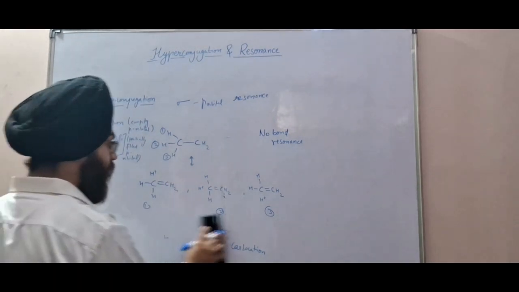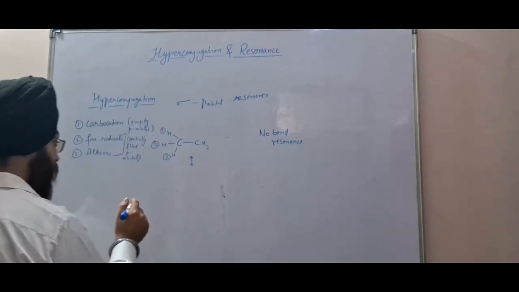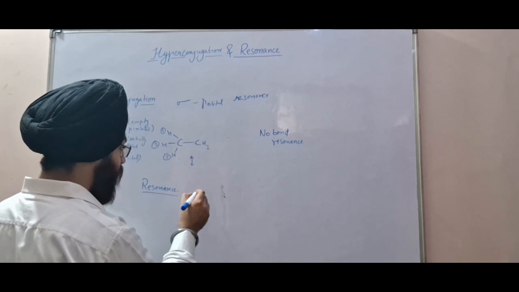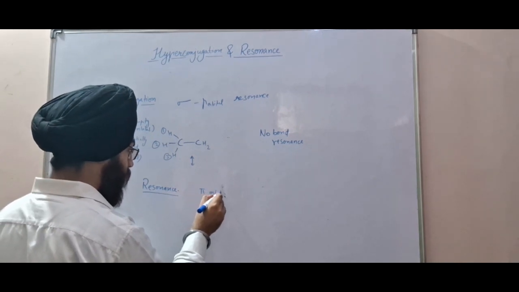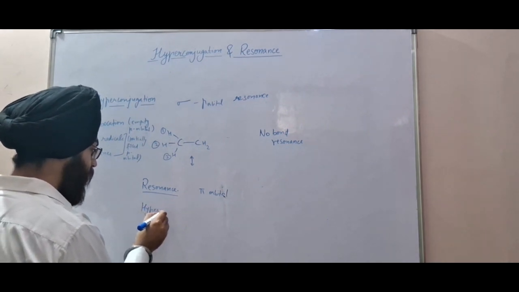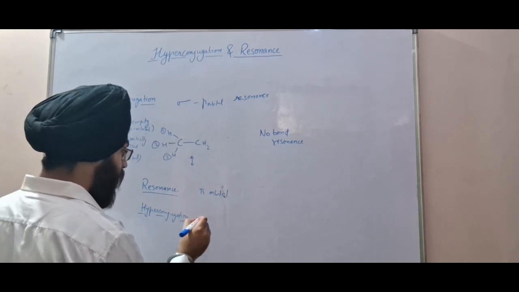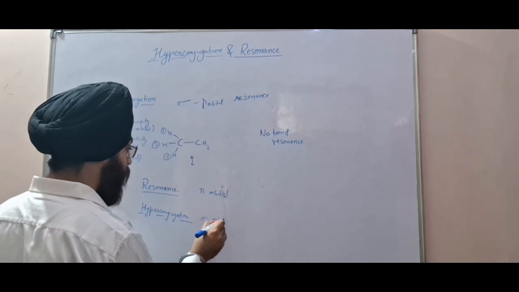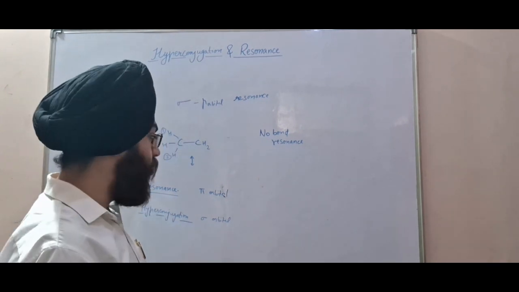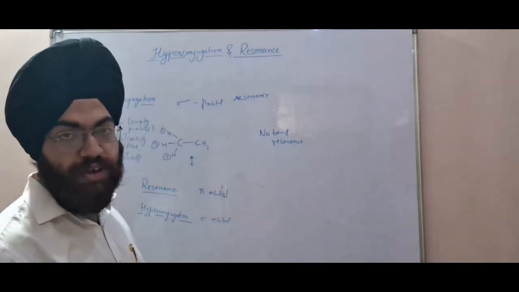What is the difference between the two? Simple difference. Resonance involves delocalization of electrons of the pi orbital, whereas hyperconjugation involves delocalization of electrons of the sigma orbital to the empty, vacant or partially filled p orbital of the adjacent atom. So this was the basic concept of hyperconjugation and resonance.